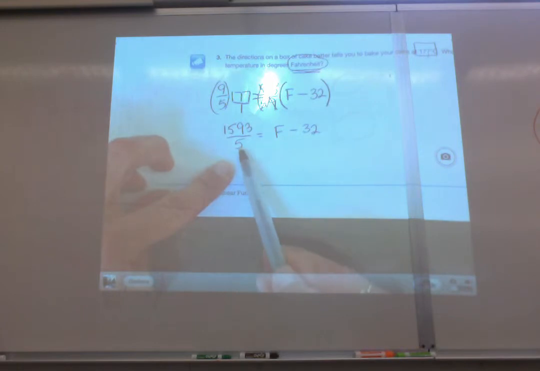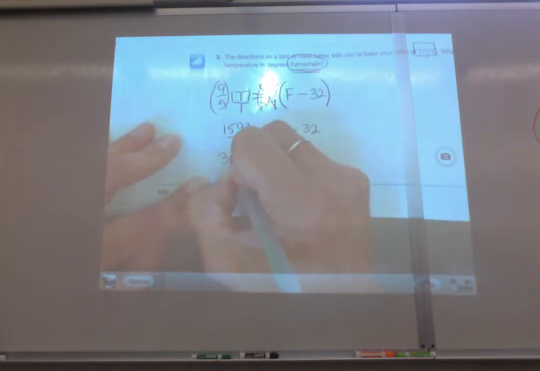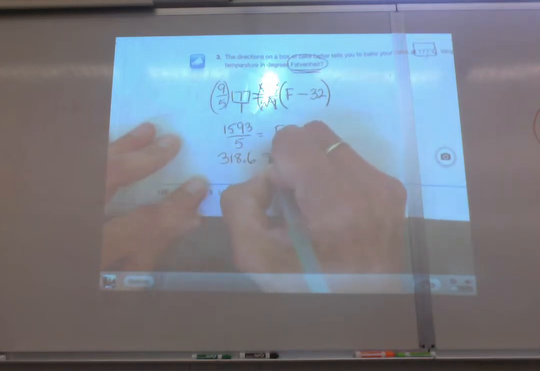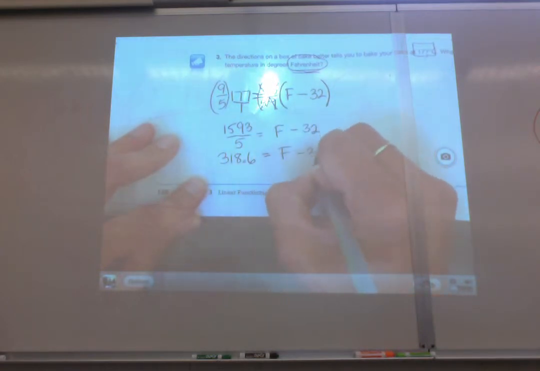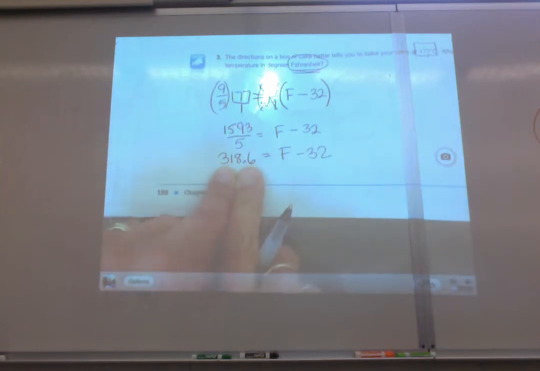Divide. The 500 means divide that. So 1593 divided by 5. It's going to have a decimal, but that's okay. 318.6 equals f minus 32. Real life is very rarely whole numbers. We have fractions, we have decimals.